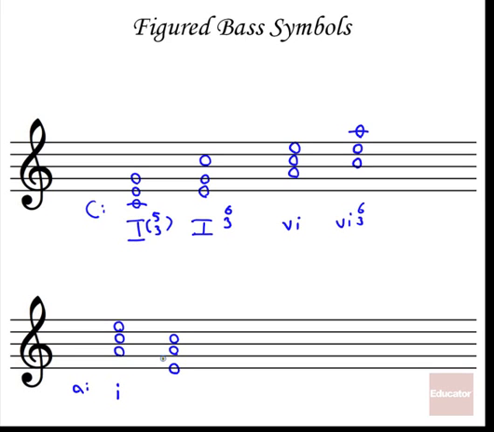And again, let's look at the intervals from the bass. So here's the 1, and we have a fourth above the bass, so 4, and then a sixth above the bass. So 6-4 is the figured bass symbol for second inversion. So this was first inversion up here. And here's second inversion.